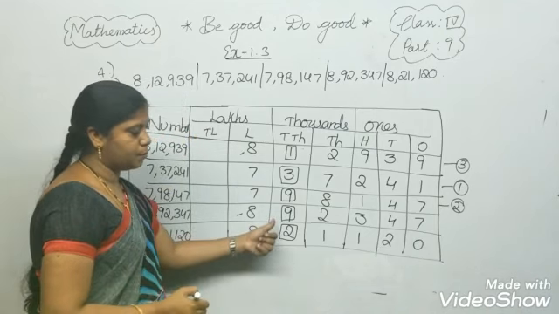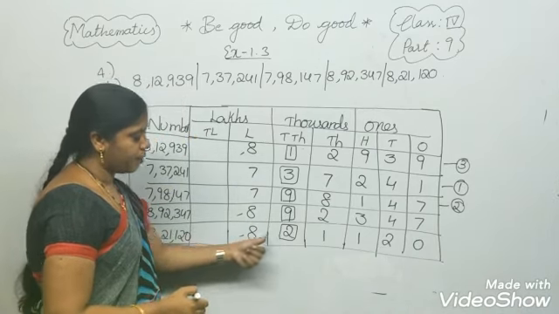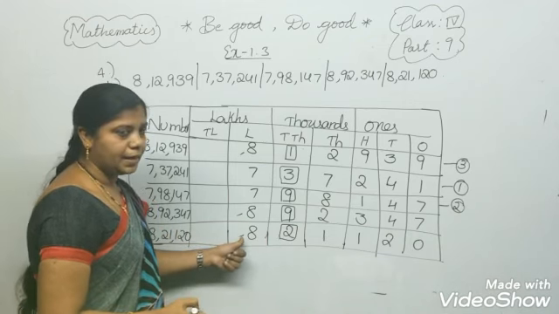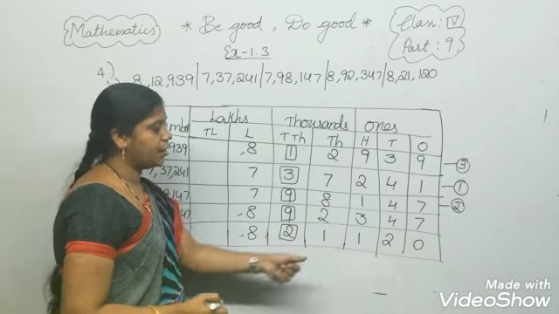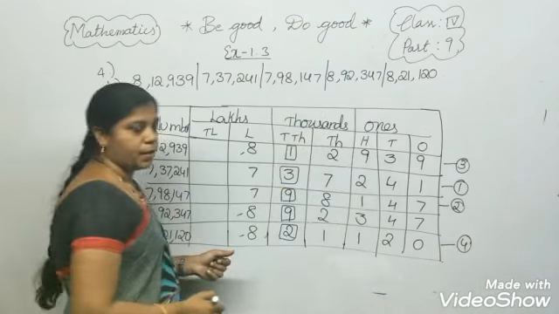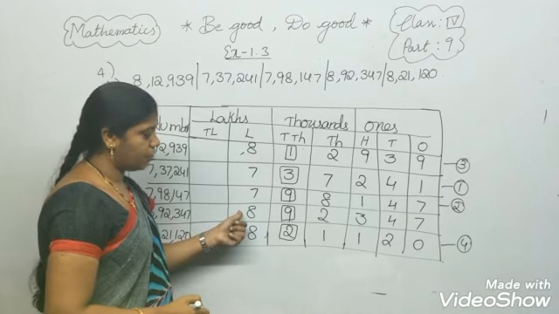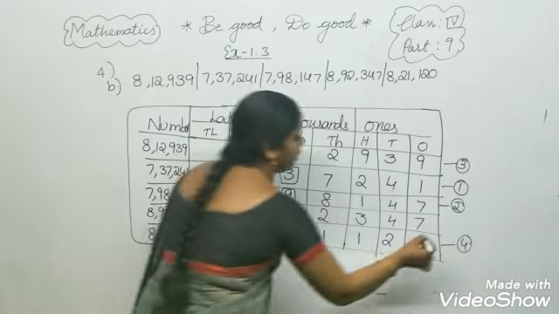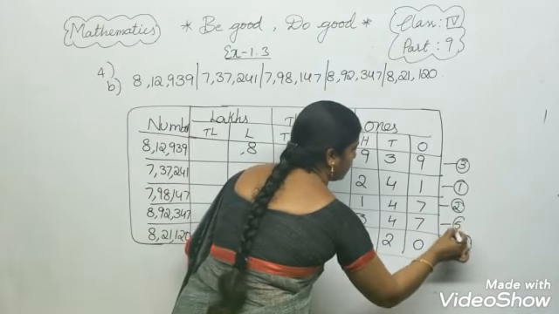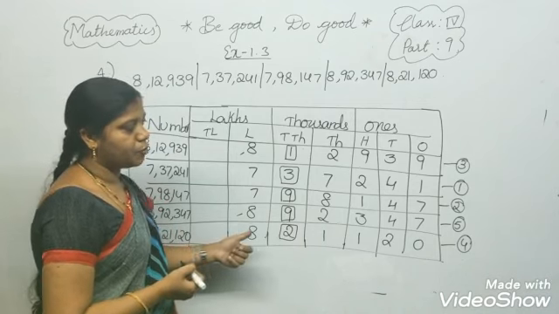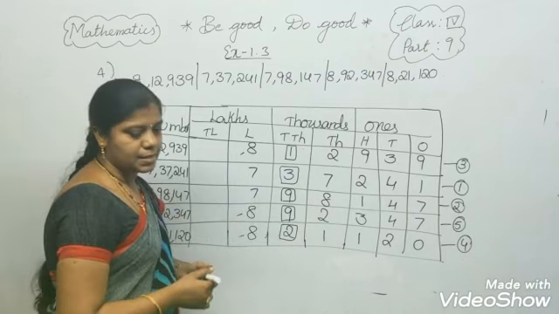Now in these 2 numbers, which is the smaller number? 2 is the smaller digit, so this number is the smaller one. 8,21,120 we have to write as the fourth smallest number. And at last, what is left? 8,92,347, we will arrange it as the fifth number. Is it clear, children? Now I am going to write all these numbers in ascending order.